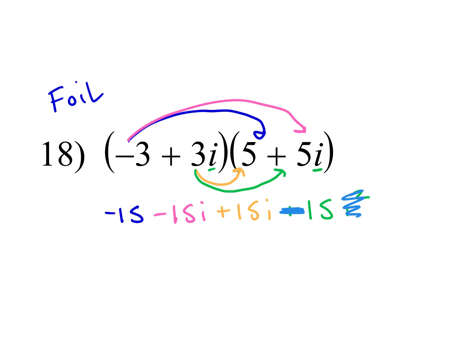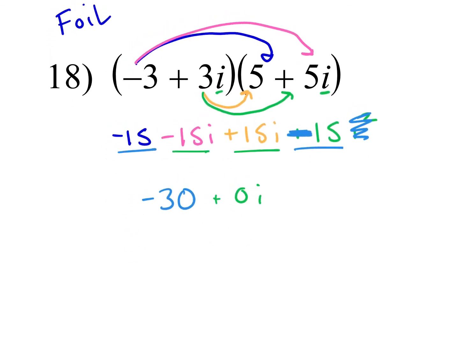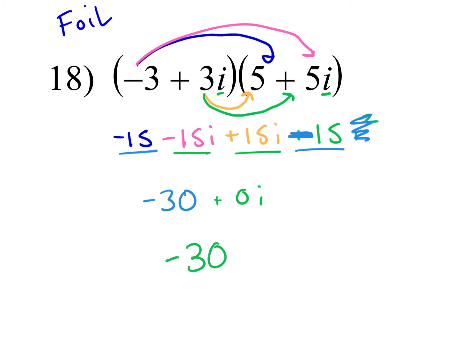So what are our real numbers? Negative 15 and negative 15. So it's negative 15 minus 15, negative 30. And then what are our imaginary numbers? So it's negative 15i plus 15i, 0. So if we get 0i, do I need to write it? Nope. So it's just negative 30 as our answer.